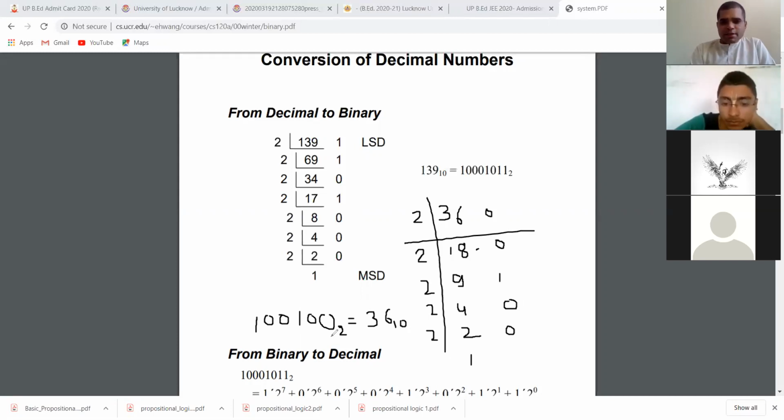Now you can check this. This is 2 to the power 0, 2 to the power 1, this is 2 to the power 2. So here it will be 4. This is 2 to the power 3, 2 to the power 4, 2 to the power 5. 2 to the power 5 will be 32. 32 and 4 is equal to 36. Yes, Prabhuji, it's correct. Okay.